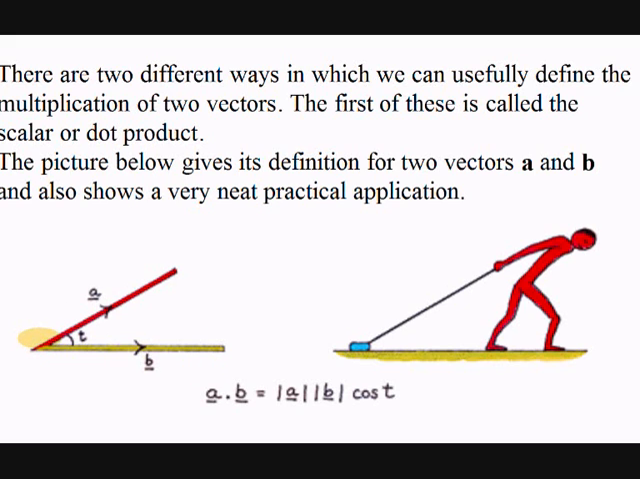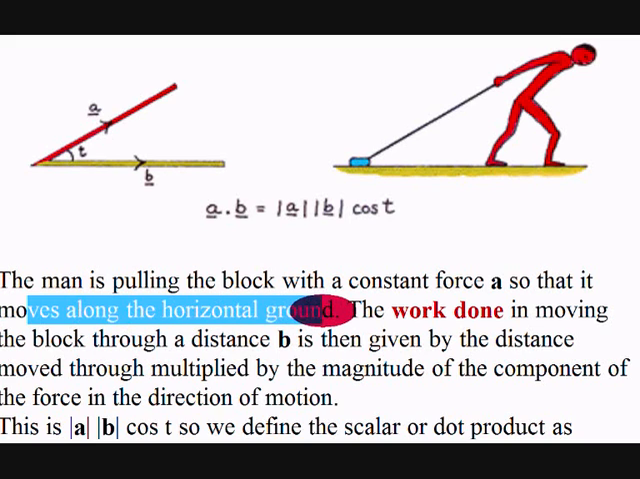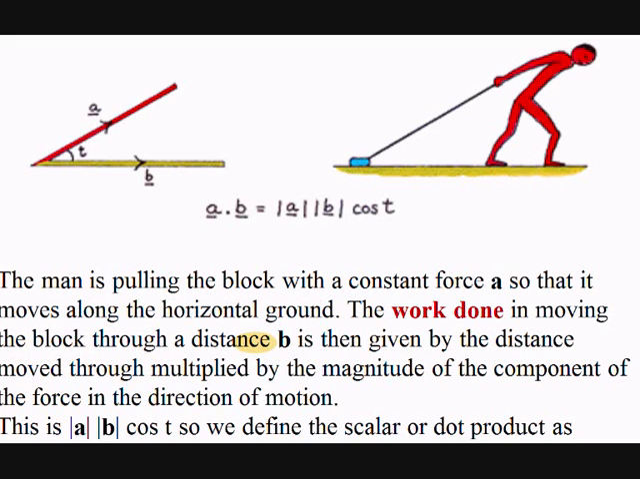Take for example the vector A, which is the pulling force given by the person in the picture. Vector B is then given by the distance moved through, multiplied by the magnitude of the component of the force in the direction of motion. You remember, this is represented as the work done. The constant pulling force is the A vector, and the displacement along the horizontal ground is the B vector, to a distance B.